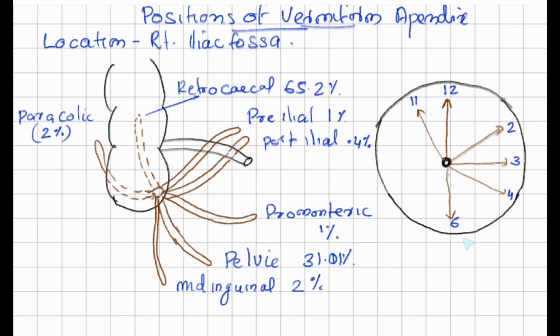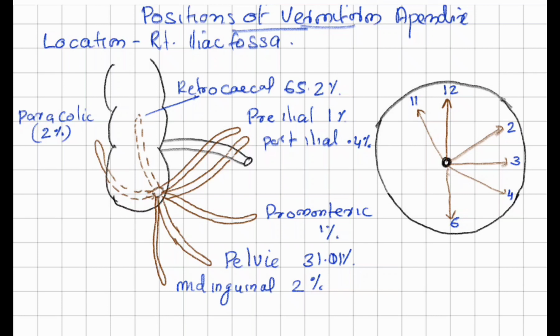And the last one is the 6 o'clock position, or the midinguinal position. Here the vermiform appendix runs vertically downwards and points towards the inguinal ligament. It is present in 2% of subjects. So these are the different positions of the vermiform appendix.